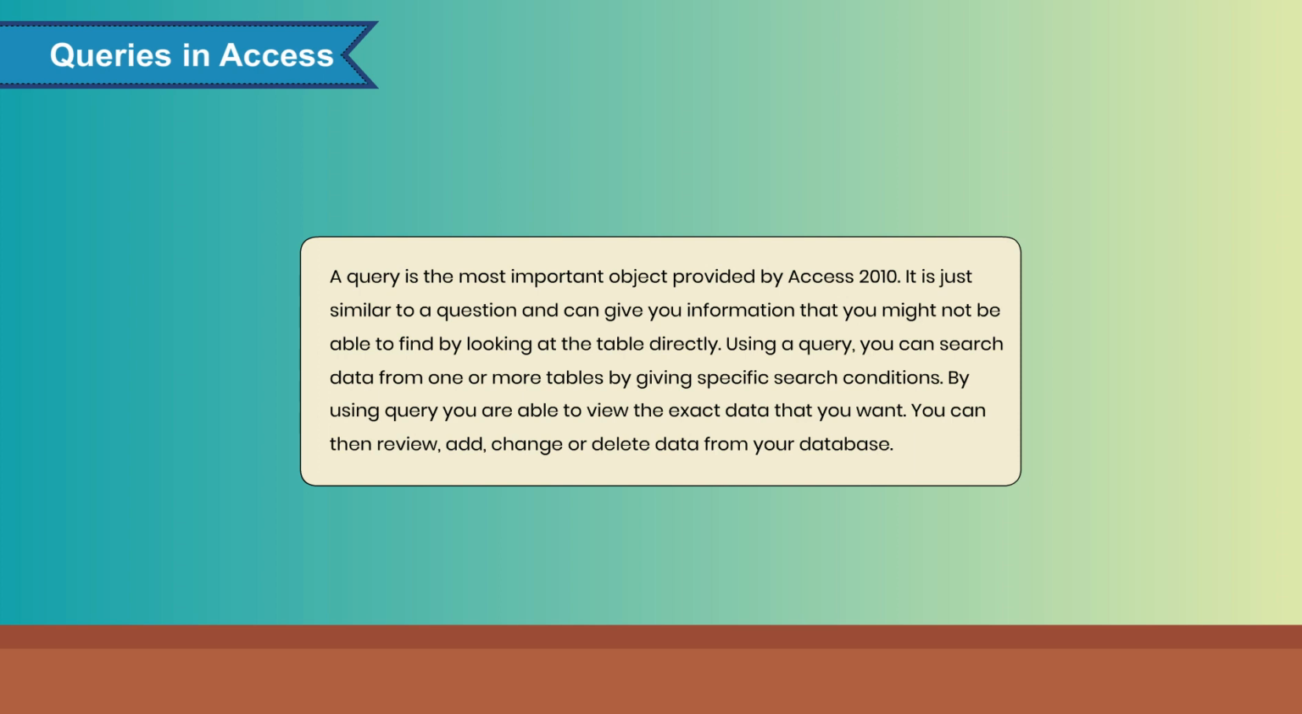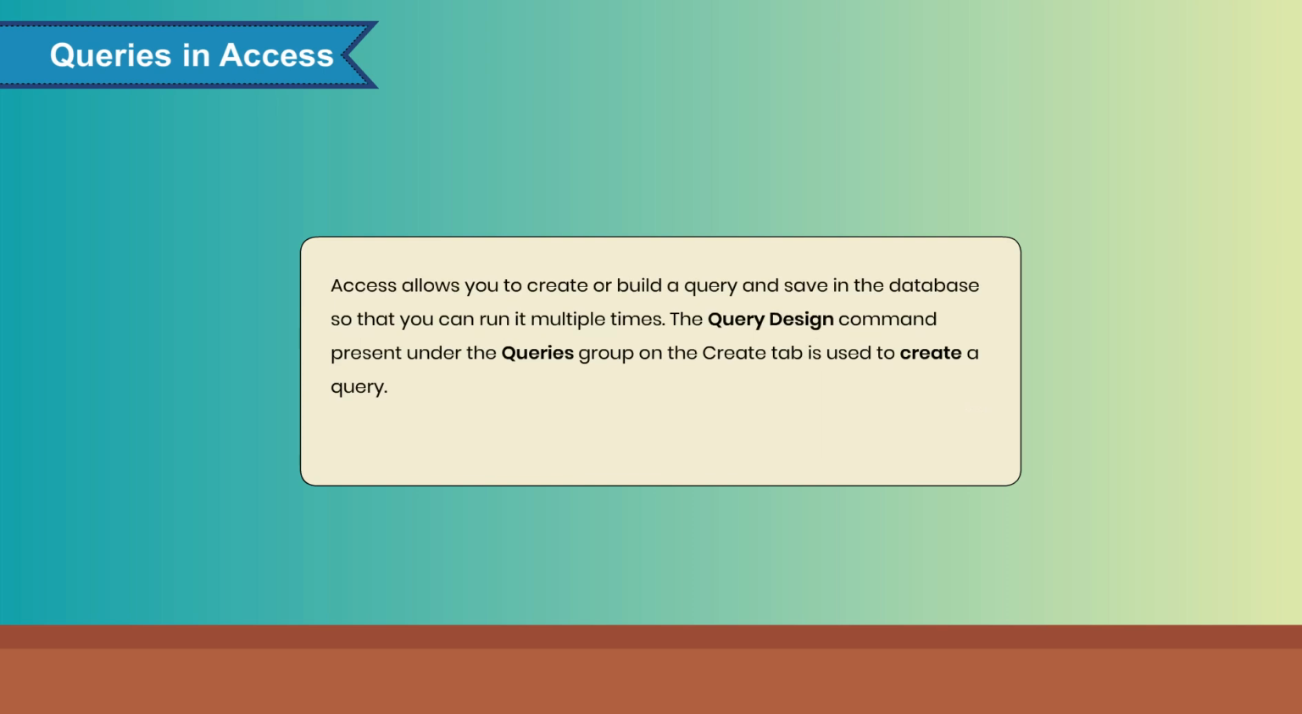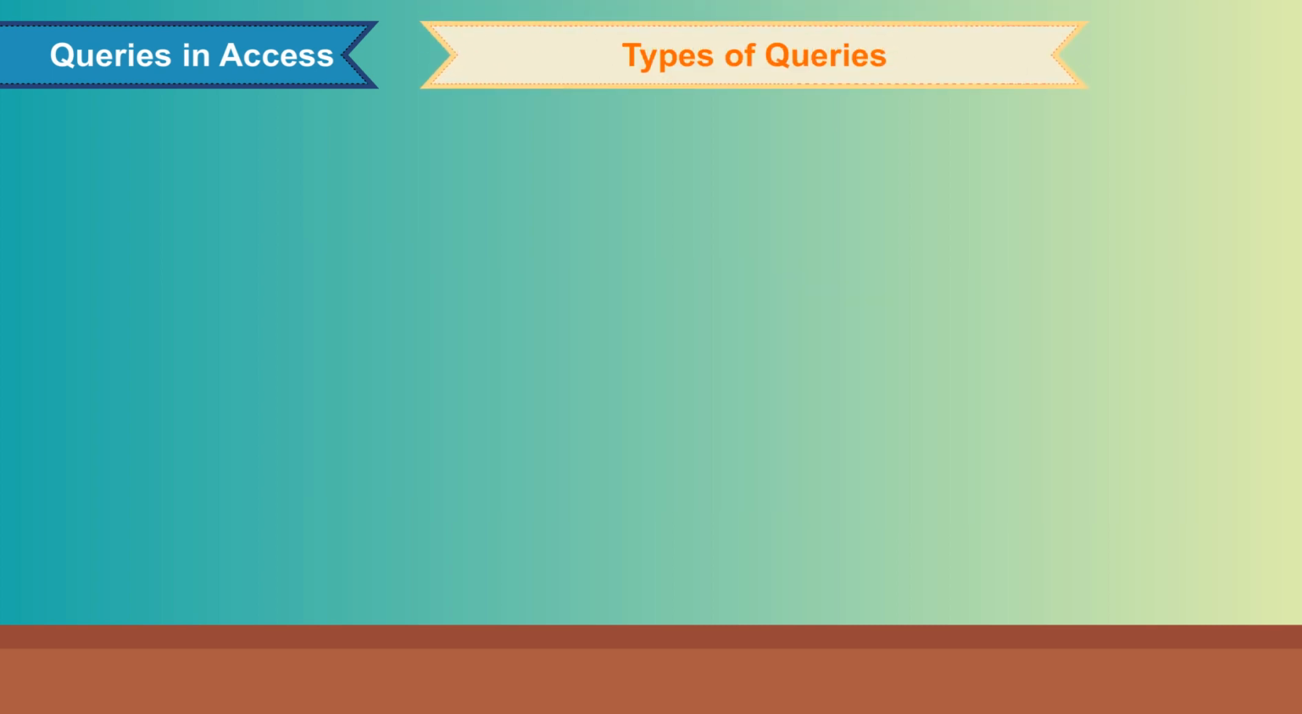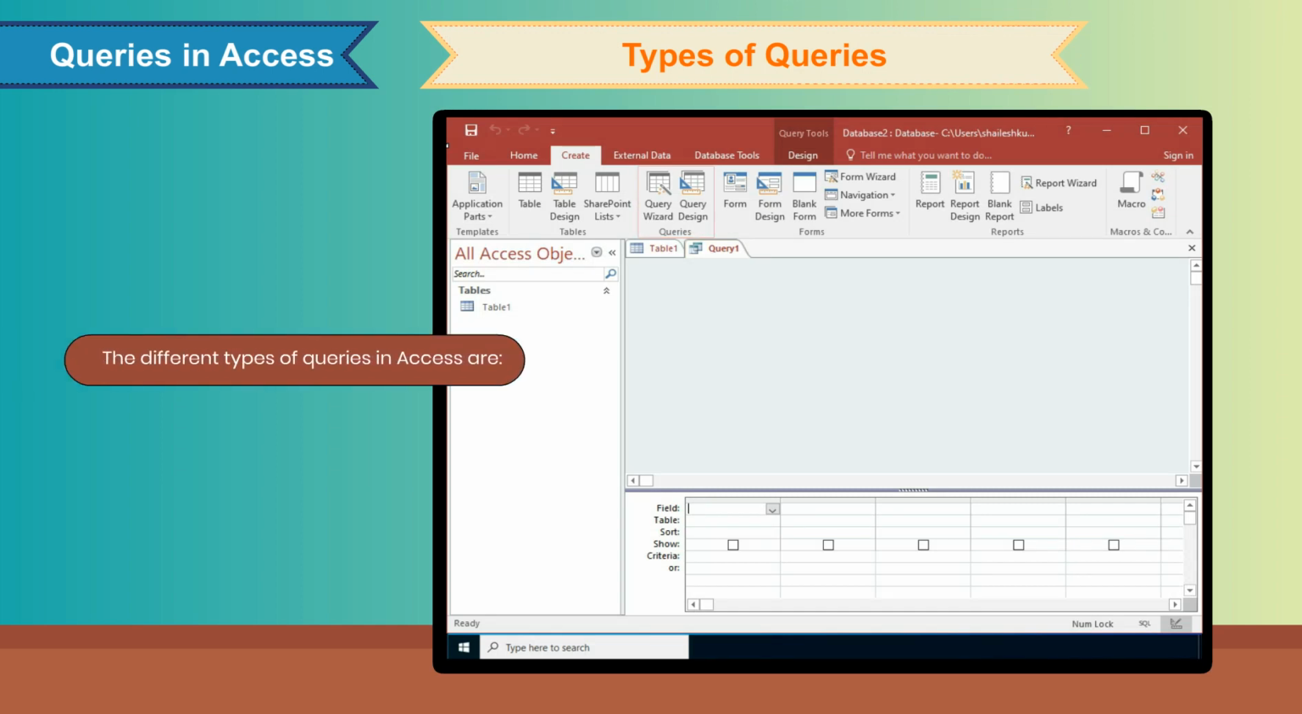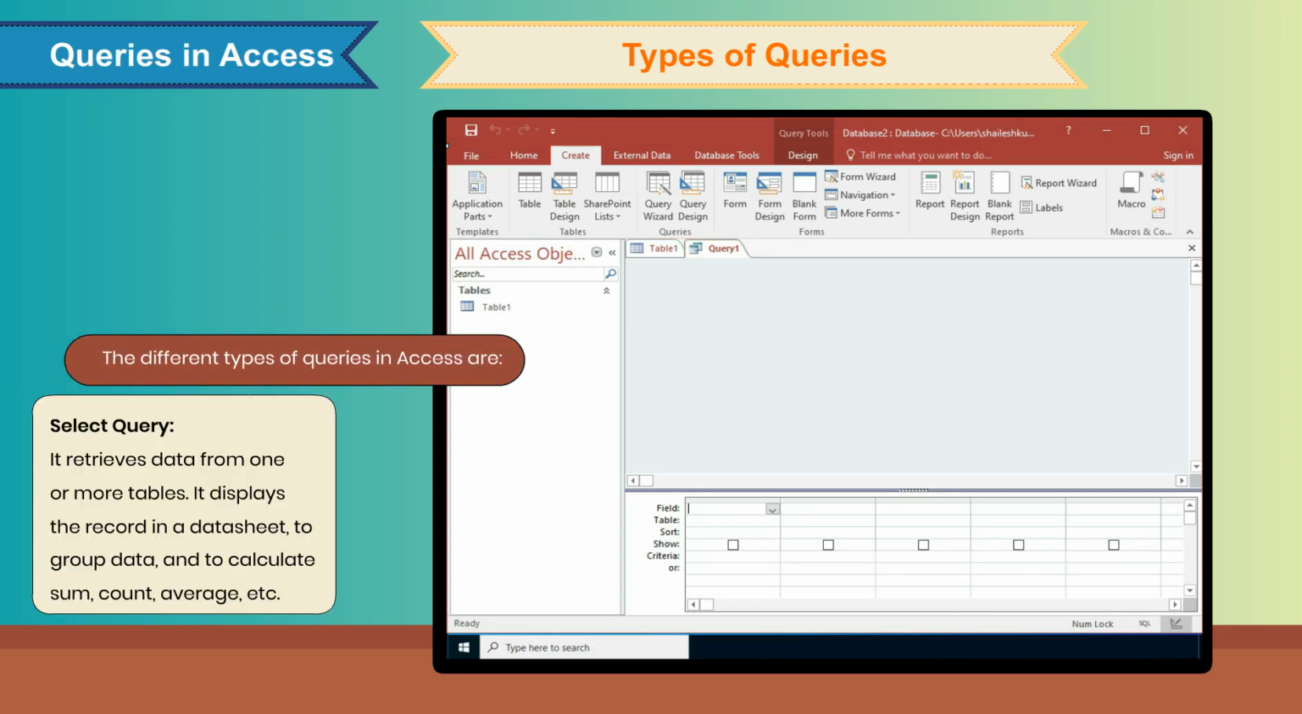By using query, you are able to view the exact data that you want. You can then review, add, change, or delete data from your database. Access allows you to create or build a query and save it in the database so that you can run it multiple times. The Query Design command present under the Queries group on the Create tab is used to create a query.